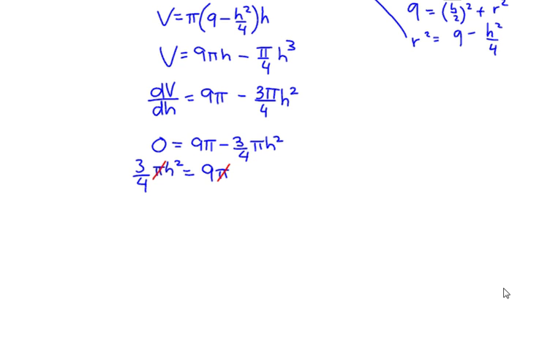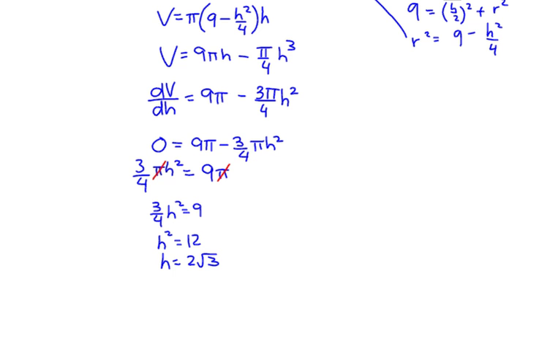Okay, so now I have 3 over 4 h squared equals 9. So 9 times 4 thirds is 3 times 4 is 12. So square root of 12. Well, we can go 3 times 4, so 2 root 3. 2 root 3 is our height.